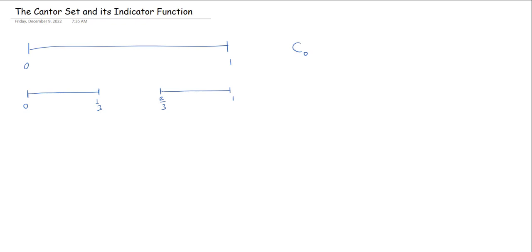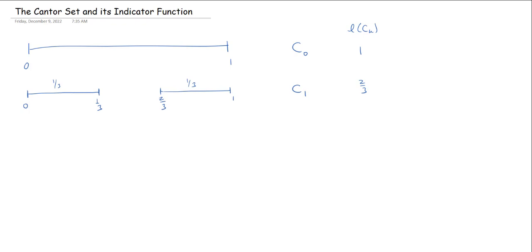All right. And so we're going to label this set as C1. We notice, for example, we have two segments left. They're each of length 1/3. So originally the length of C sub 0 was 1, and now we're at 2/3.